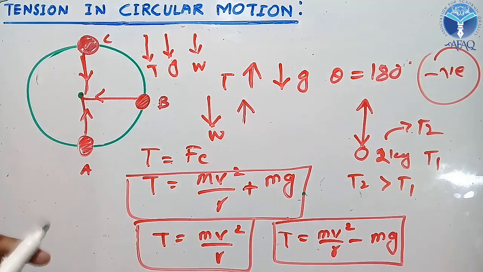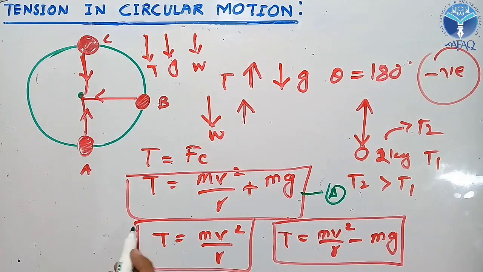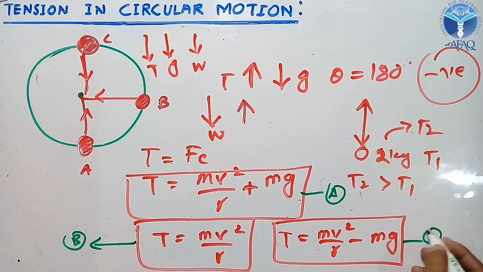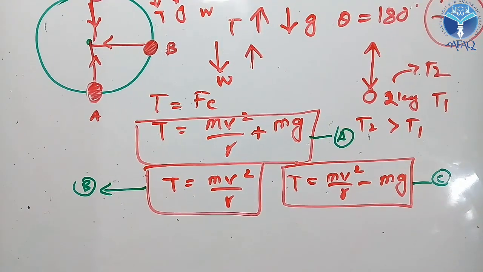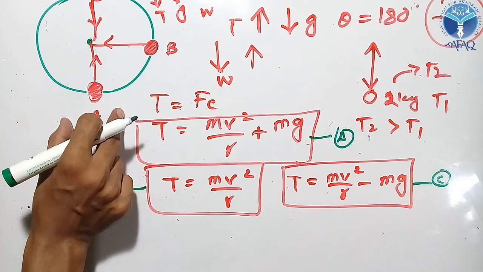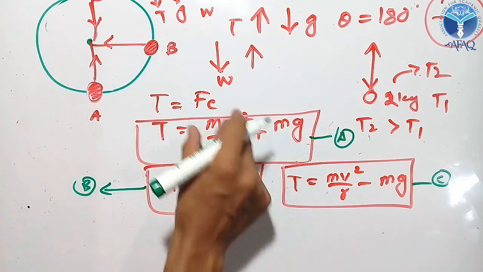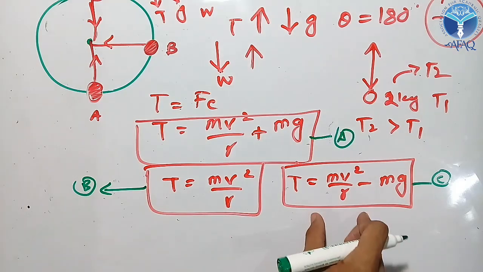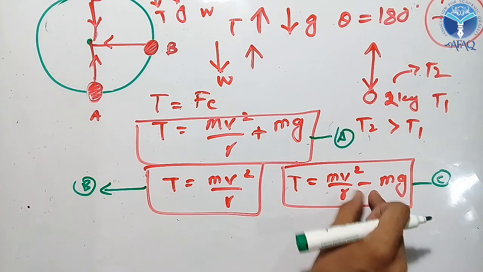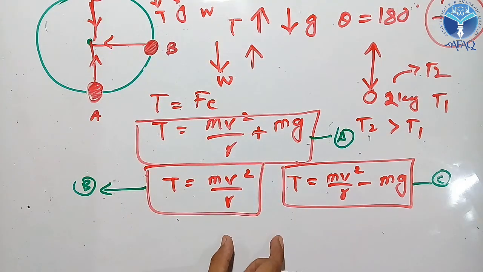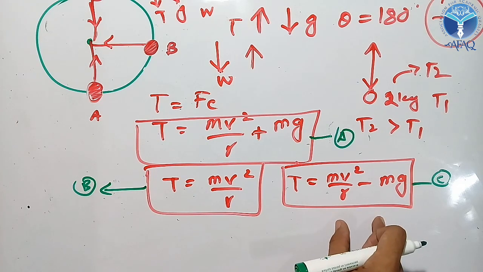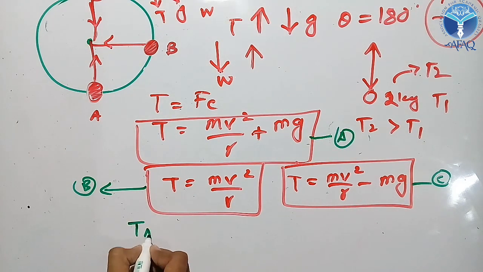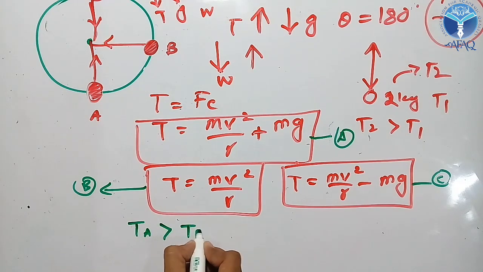So this equation is for when the body was at the point A, this equation was for when the body was at the point B, and this equation was for when the body was at the point C. Finally we can write that the tension at the point A will be maximum, because of the positive signs of the centripetal force and the weight of the object, and the tension at the top of the circle will be minimum. At the bottom it is due to this negative sign, and at the mid the tension will be smaller than at the point A and greater than at the point C. So we can write that the tension at the point A is greater than the tension at the point B, and the tension at the point B is greater than the tension at the point C.